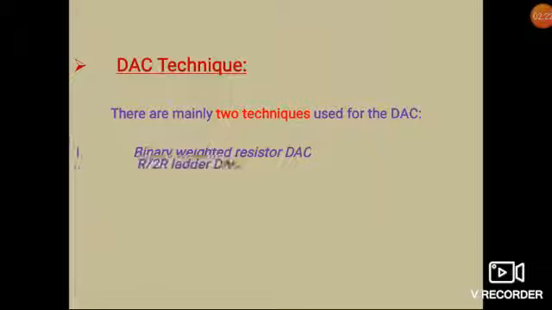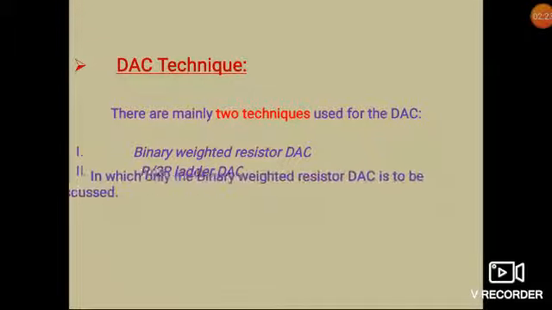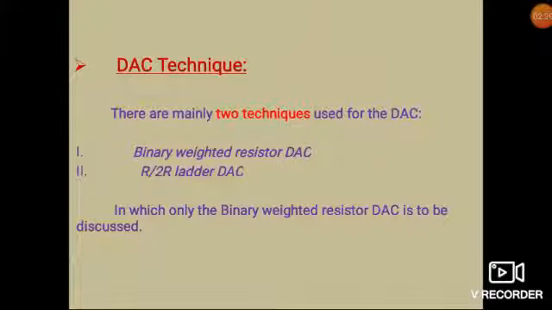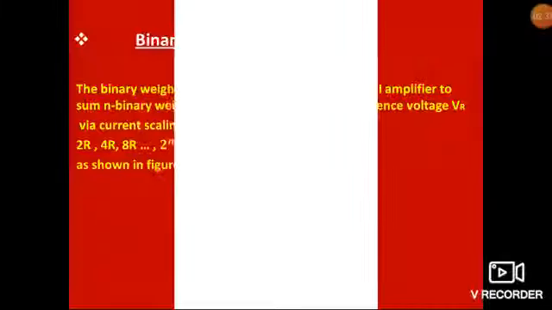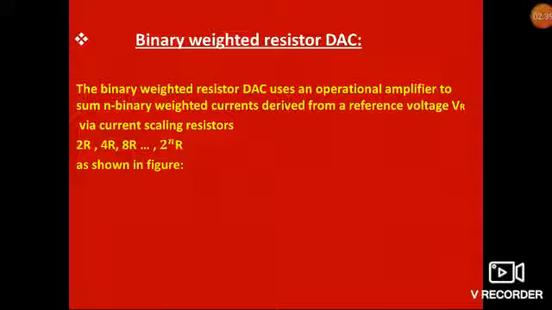DAC techniques. There are mainly two techniques used for digital to analog conversion. The first one is binary weighted resistor digital to analog conversion, and the second one is R/2R ladder digital to analog conversion, in which only the R-2R ladder is to be discussed. Before we move ahead, let me explain the binary weighted resistor digital to analog conversion circuit.